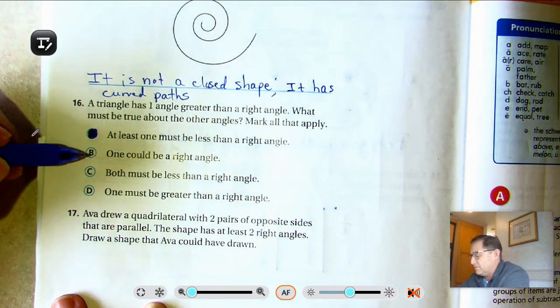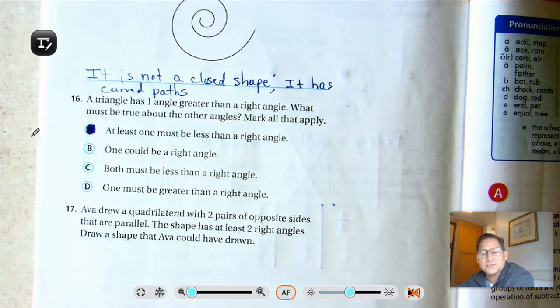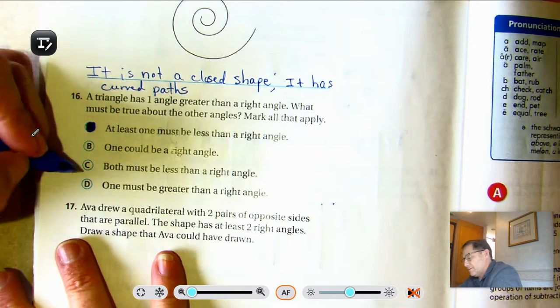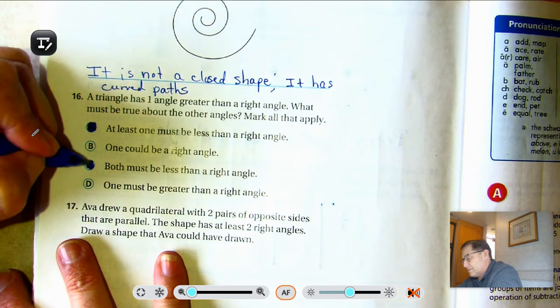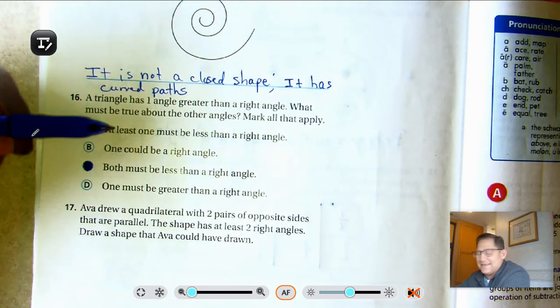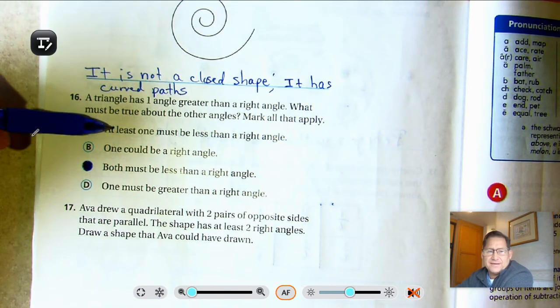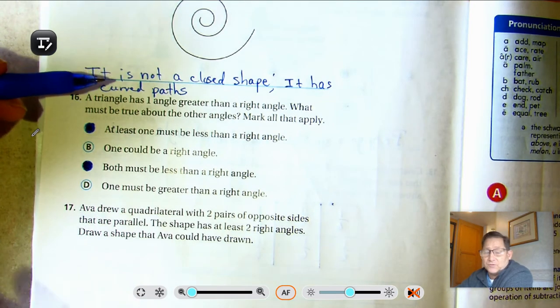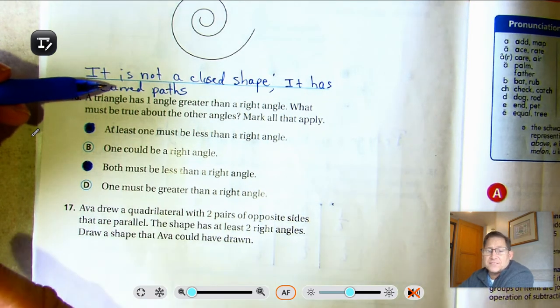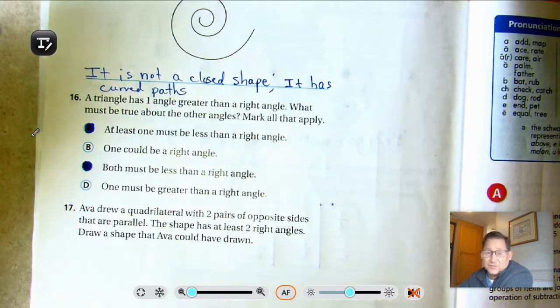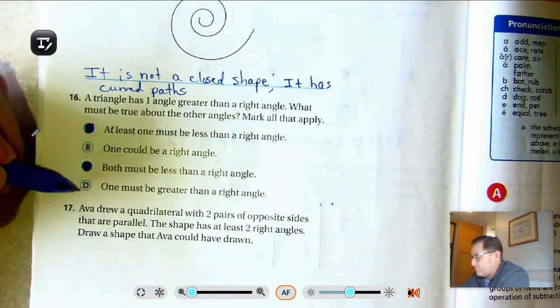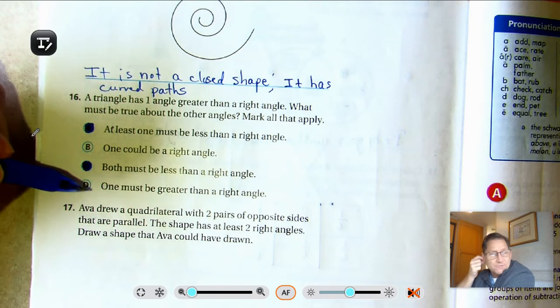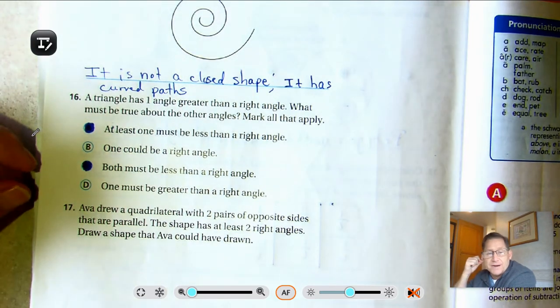One could be a right angle. No, that's not possible. Both must be less than. Kind of a weird way of saying this question, but when you say at least one, it is true. It'll have 2 angles less than a right angle. 2 angles less than a right angle would be at least one. So it does make sense. D, one must be greater than a right angle. No, you wouldn't be able to close it then if they're both greater than a right angle.